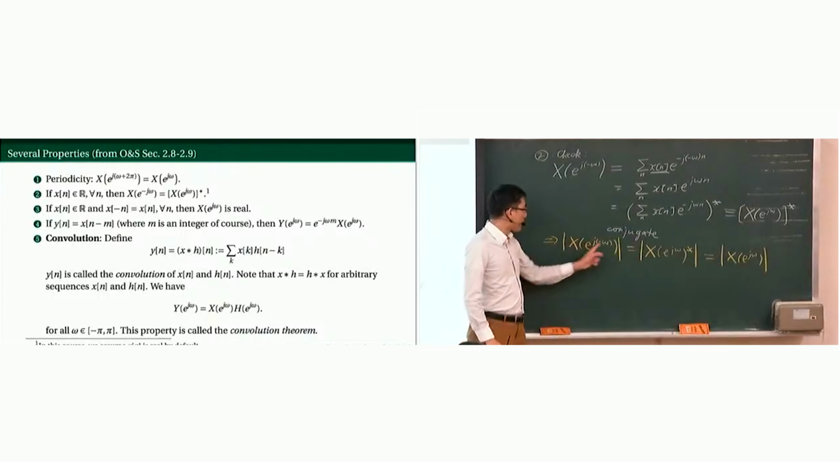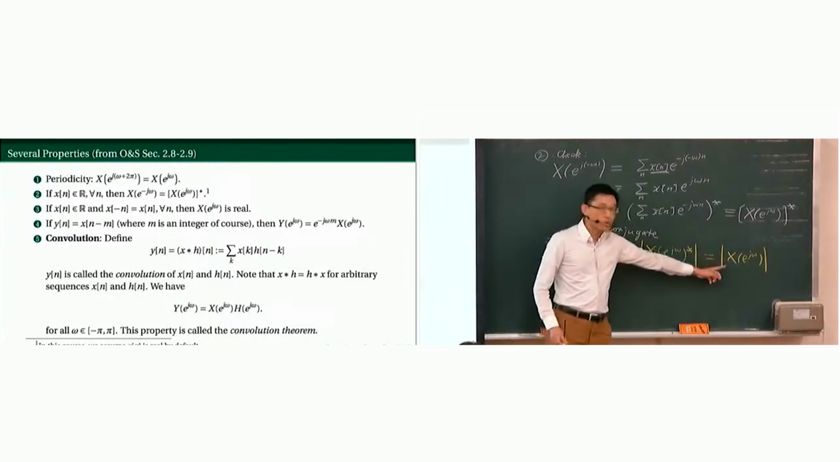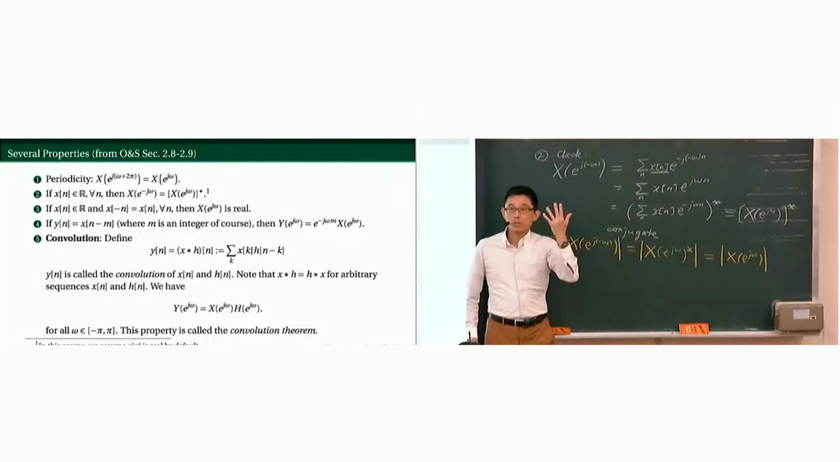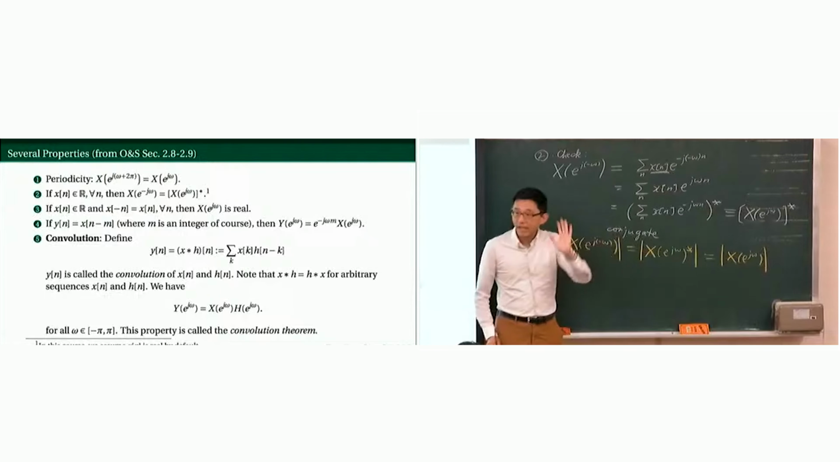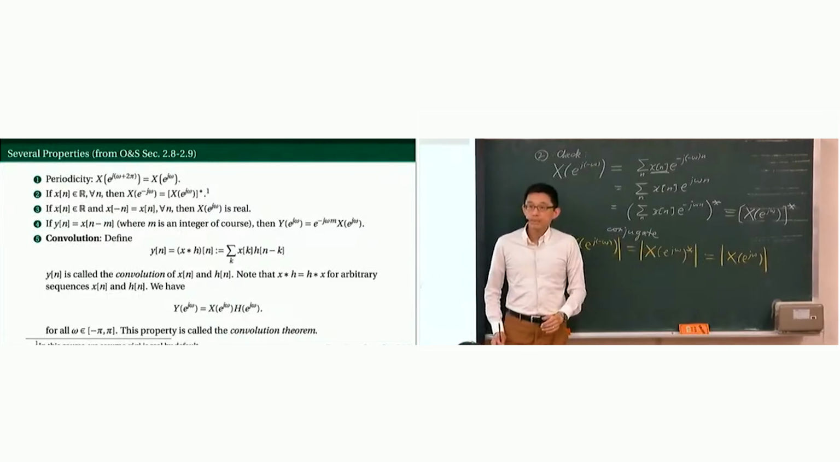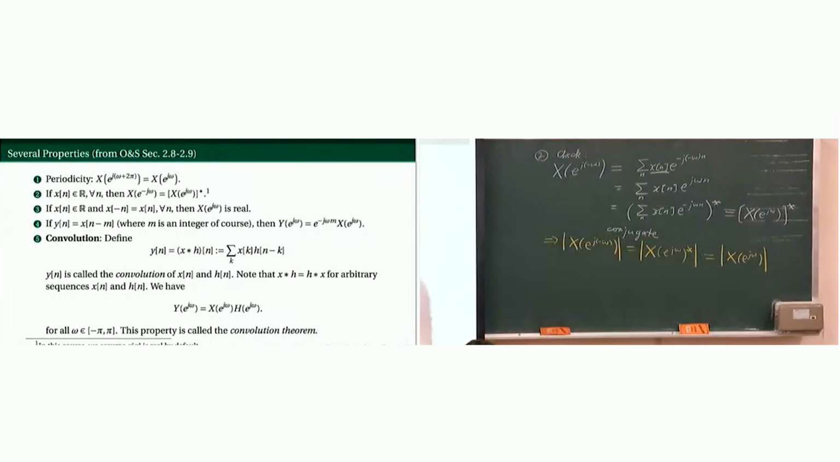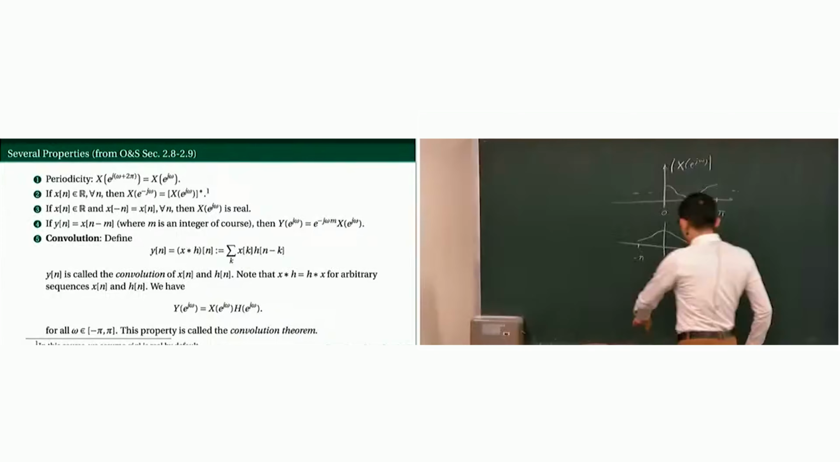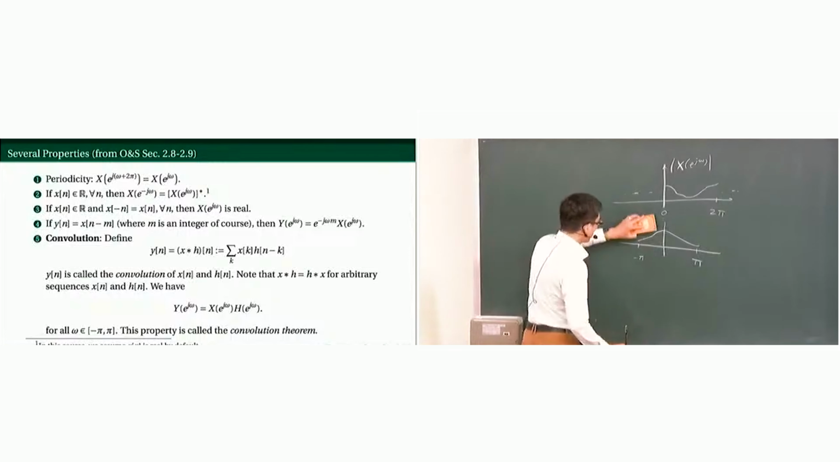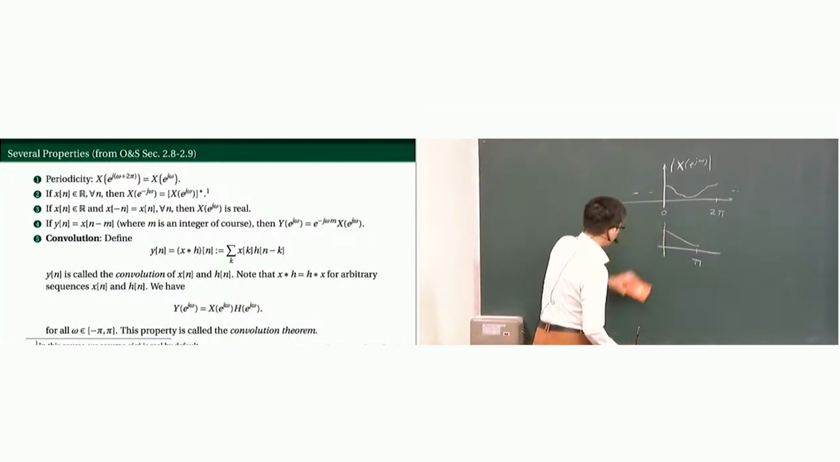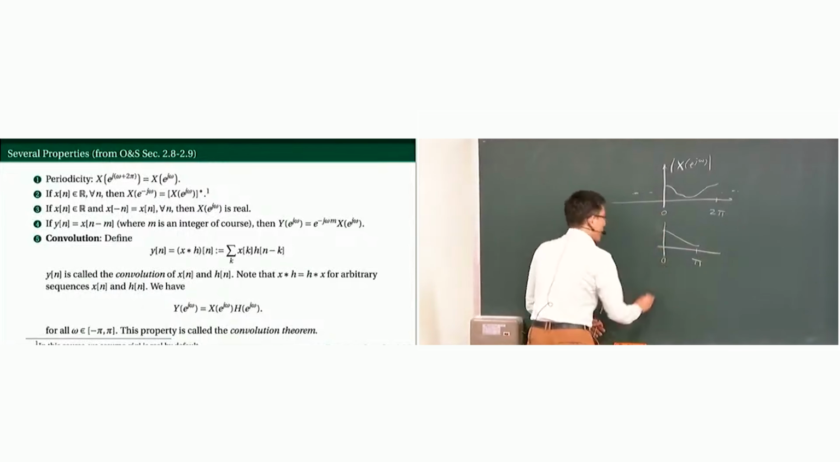When we evaluate the magnitude of the spectrum at minus omega, the result is going to be the same as the magnitude spectrum at plus omega. In other words, the magnitude spectrum, when we take the absolute value, is going to be evenly symmetric. So therefore, if somebody just plots this, let me just erase. If you just give me this plot, I give you full credit, okay?